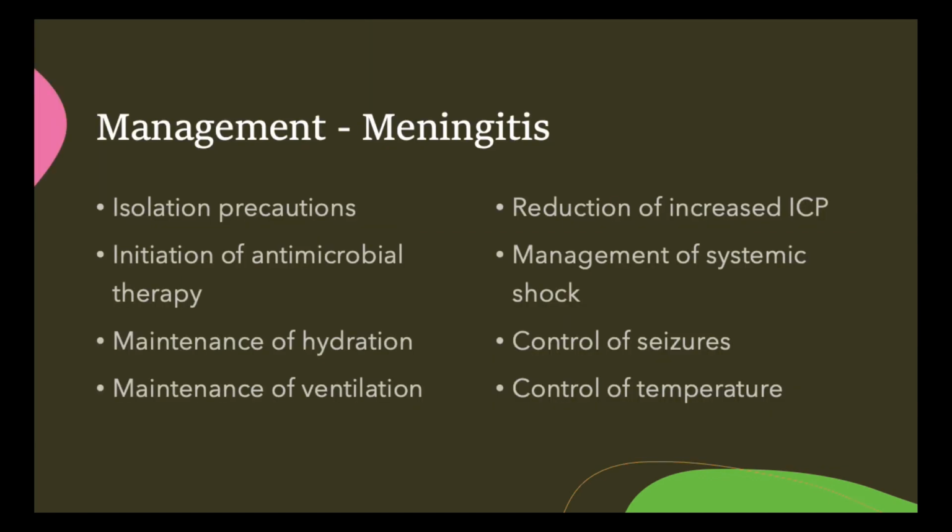Management of the pediatric patient with bacterial meningitis includes placing them in isolation. We want to initiate antimicrobial therapy as quickly as possible. Like we talked about with other neuroprotective care in previous videos, you want to make sure that we maintain hydration, nutrition, and adequate ventilation. We also want to make sure that we decrease ICP. As we talked about before, this can include control of seizures, controlled temperature, decreasing stimulation, and properly positioning your patient.